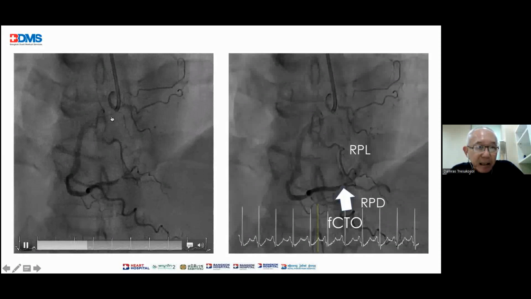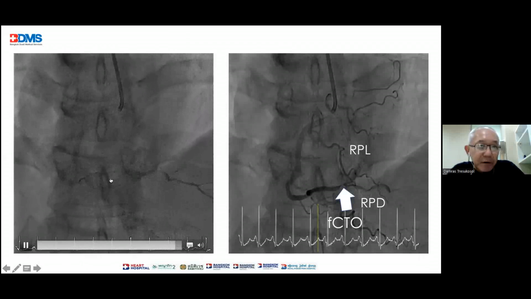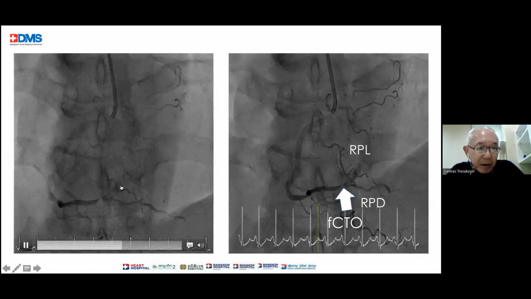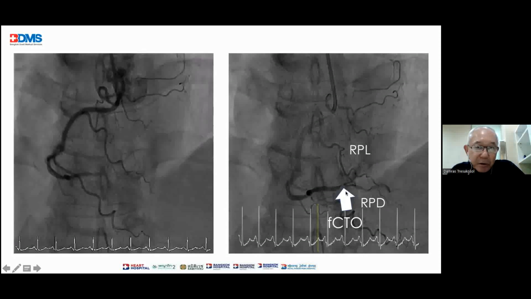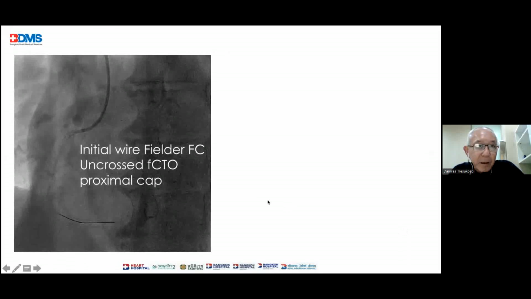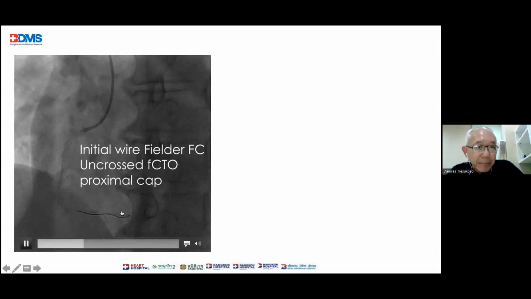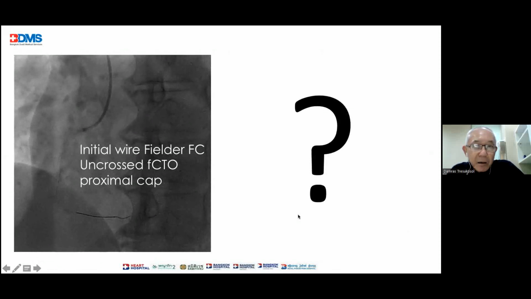Another view showed a very tight lesion here, we call it functional CTO, with flow to the LAD and no flow to the RPL stent. So this is what we call functional CTO and the landing zone. Initially we wired through the Fielder FC and crossed the functional CTO proximal cap. You can see that there is calcium around here. So what should we do next?